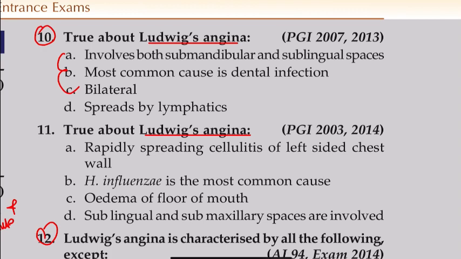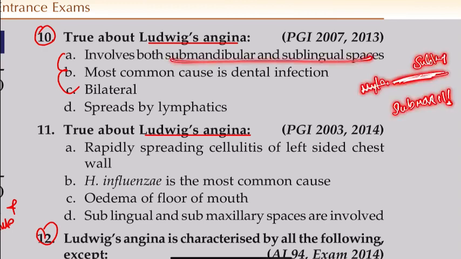Now this submandibular space is further divided into two spaces, right? Mylohyoid muscle separates these two spaces, right? The above one is the sublingual compartment, and the below one is the submaxillary, and also the submental compartment, below the mylohyoid muscle, right?